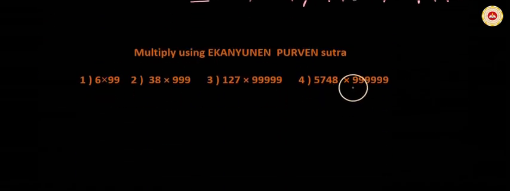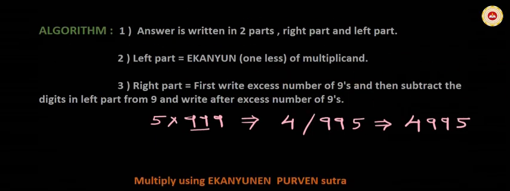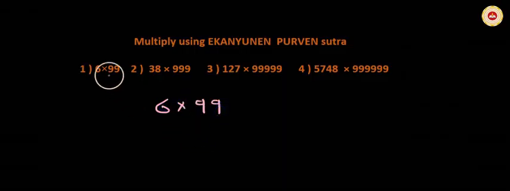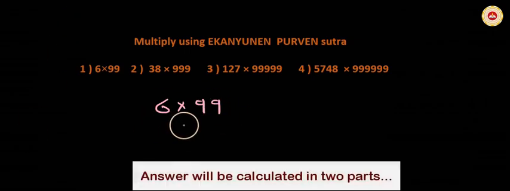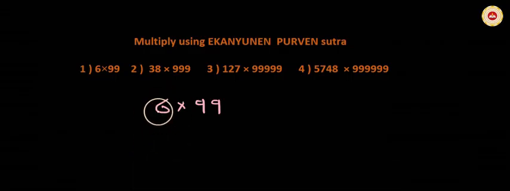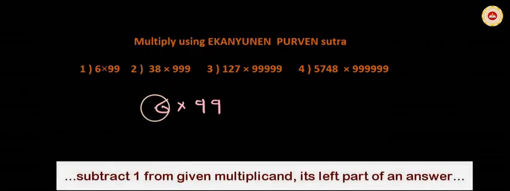Let us practice these 4 examples by using the algorithm of type 2. So the first example is 6 multiplied by 99. We will calculate the answer in two parts, left part and right part. What is left part? Ekanyunen of the multiplicand. What is the multiplicand? 6. So subtract 1 from the 6, you will get 5.